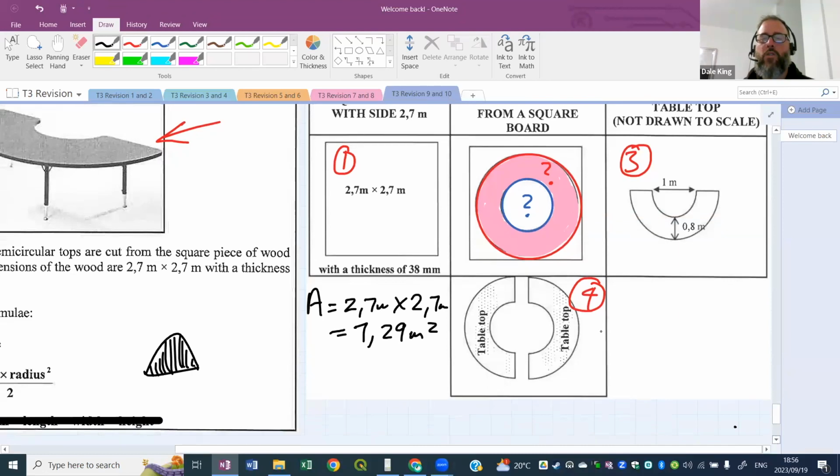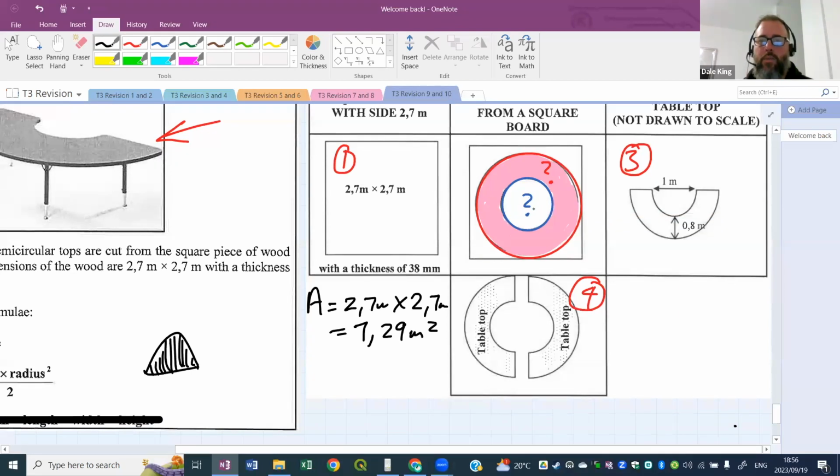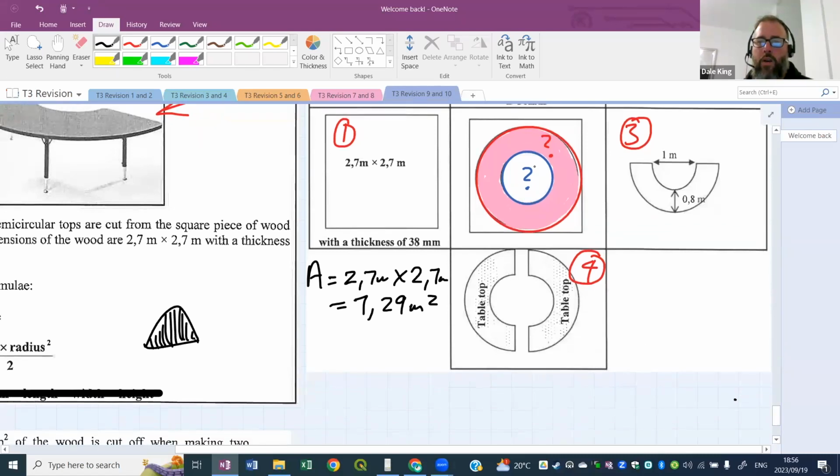Yes. Okay, so we don't want to cut out the middle part. We just want to remove the pink. So I suggest we work out the area of the middle part and keep that aside, and then work out the big pink one as if it was a hole. And don't take the hole. We've got to remove the middle one from that.